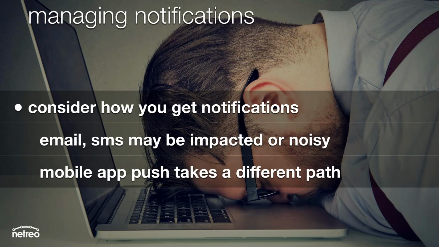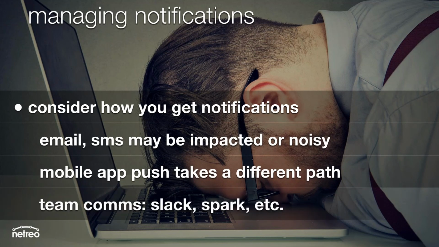For example, mobile app push notifications take a path that is entirely separate from email, and these can even be initiated from the cloud, so the state of your internal networks or systems won't affect it. You can also use API integration into team communication platforms like Slack, Spark, Bittrex, or others to make sure that all the members of the team are aware of what's being done when and by whom.